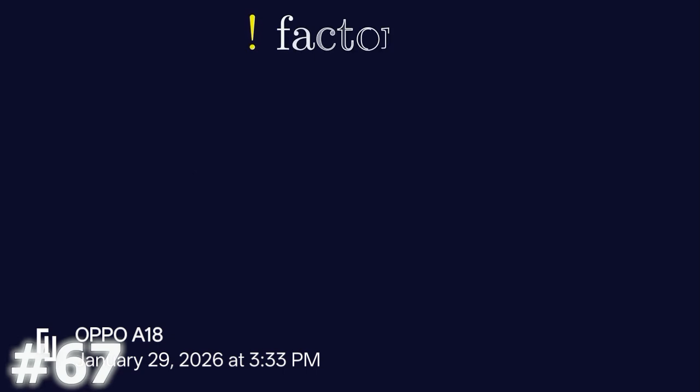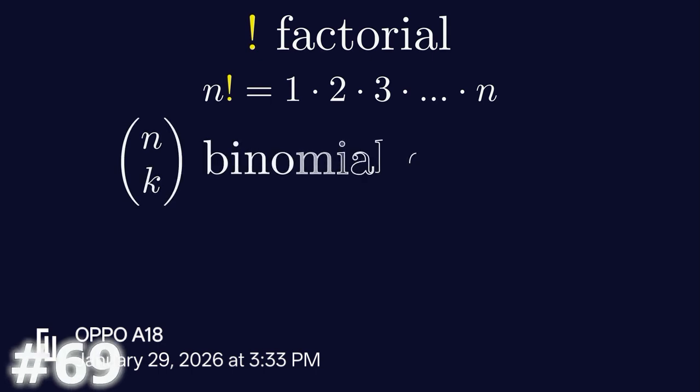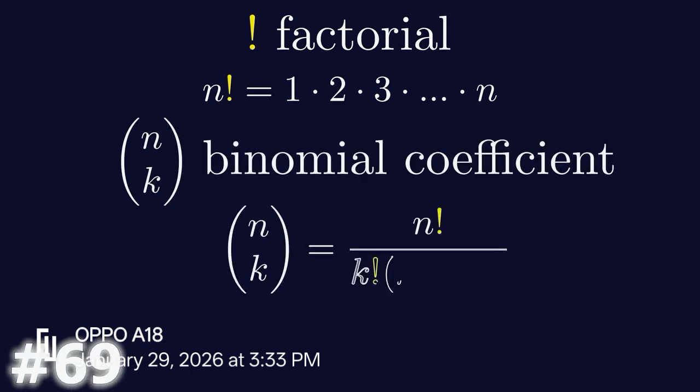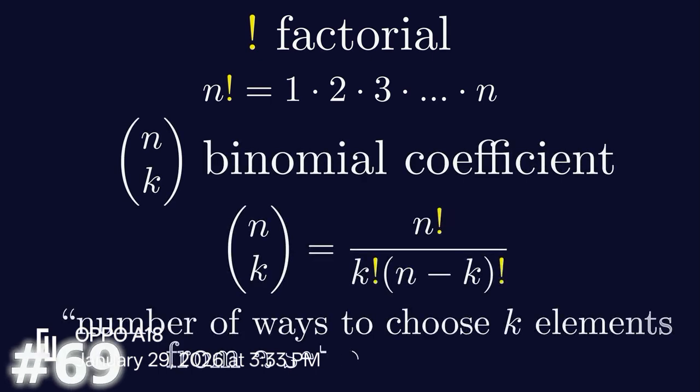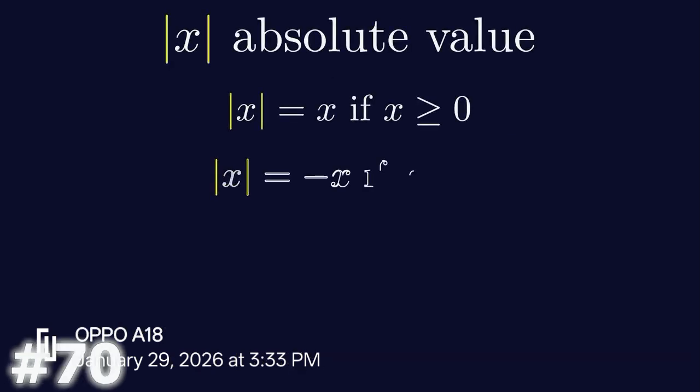Factorial is an operation that multiplies a number by all positive integers smaller than that number. Binomial coefficient looks like a fraction without a line, but it represents the number of ways to choose k elements from a set of n elements. Absolute value of a number represents the distance of that number from 0 on the number line.